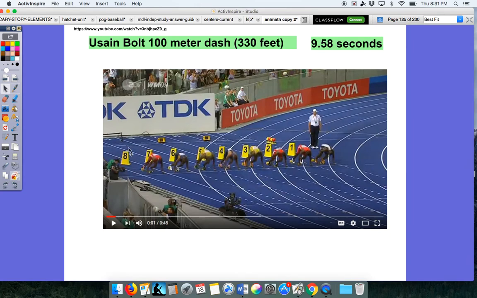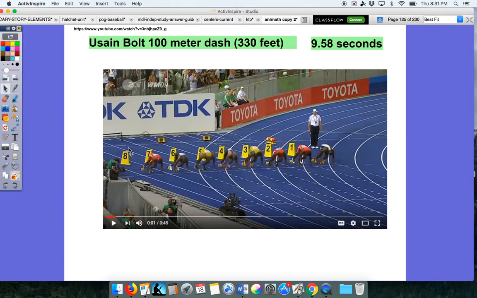That race that you just saw was the 100-meter dash, 110 yards or 330 feet. Usain Bolt ran that in 9.58 seconds. Your challenge is to figure out how many miles per hour Usain Bolt ran.